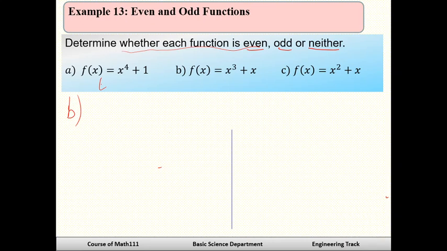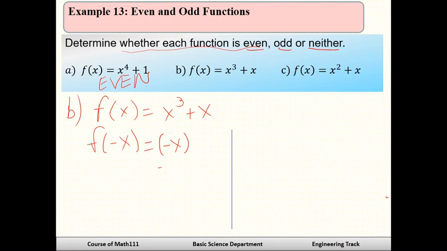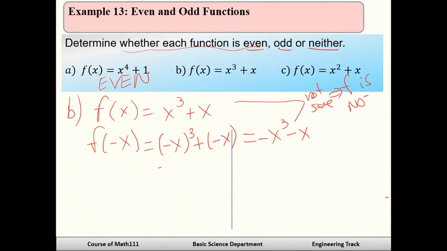Now b, so we got this one even, and we stopped. Now for b, we do the same thing. x cubed plus x, minus x, will be here minus x cubed and minus x. Now check, are they same? Not same. So you say a function is not even.